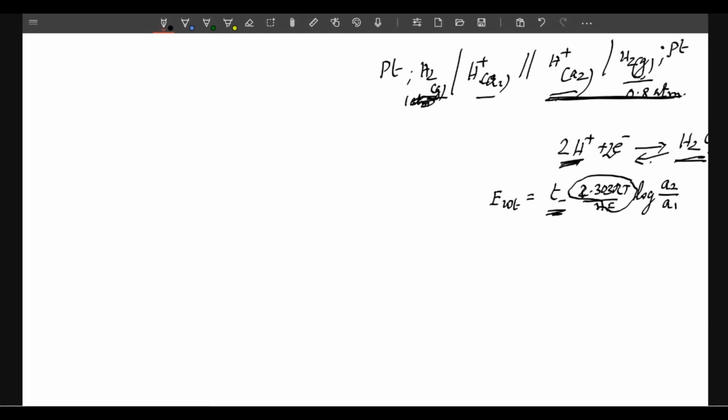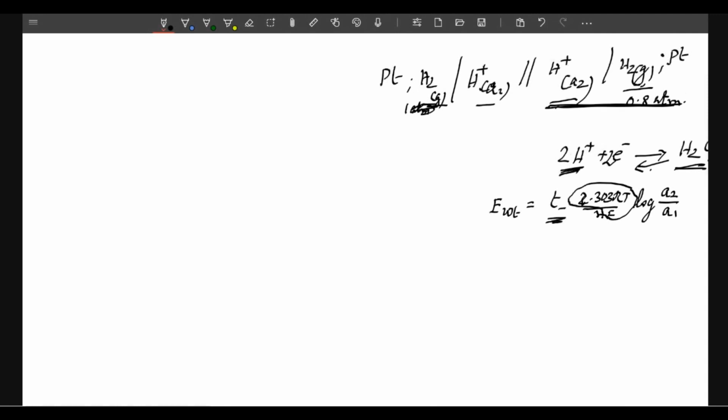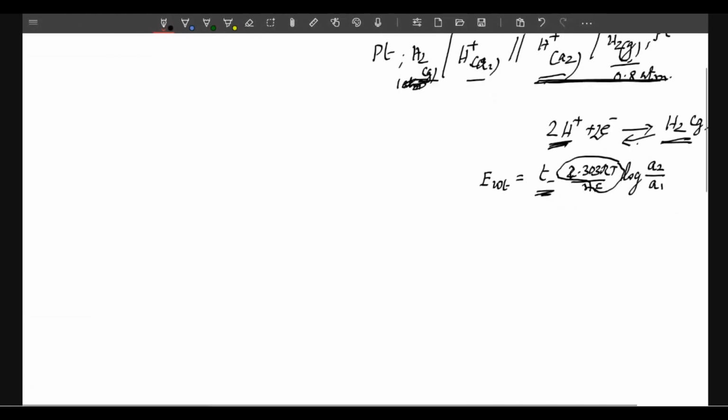There is another kind of cell. Its electrode would be reversible with respect to cation. For example, if it is reversible with respect to the cation, you should make use of the T plus in the place of T minus. For example, a calomel electrode or silver chloride electrode for silver, and it is dipped in KCl.